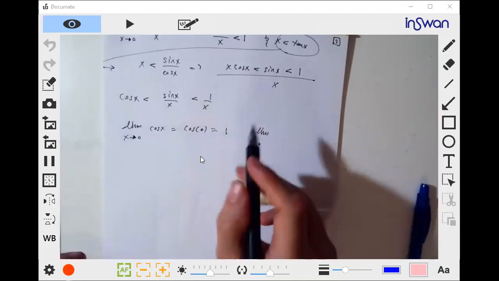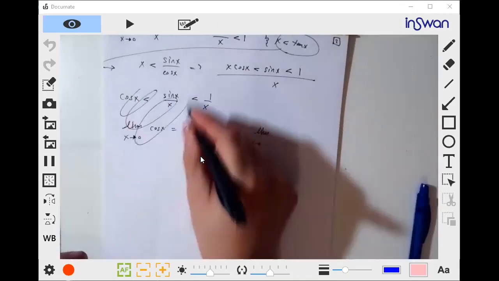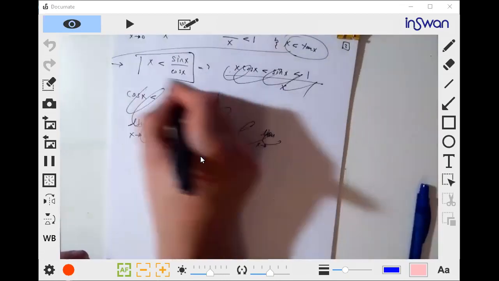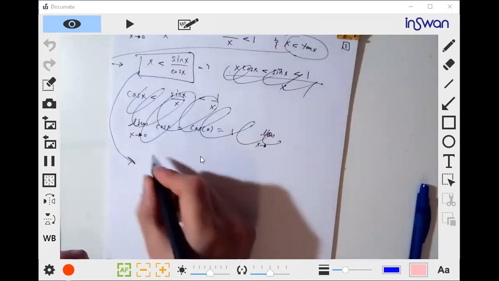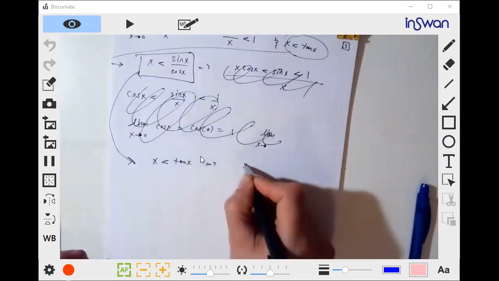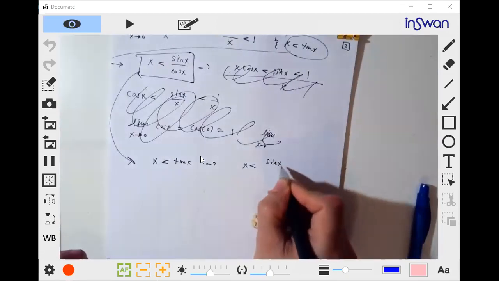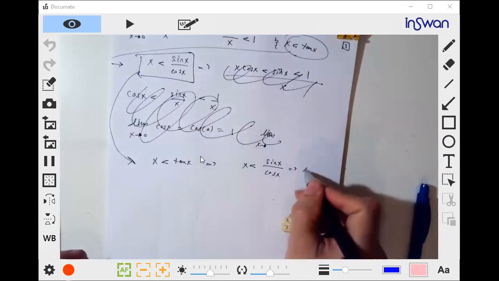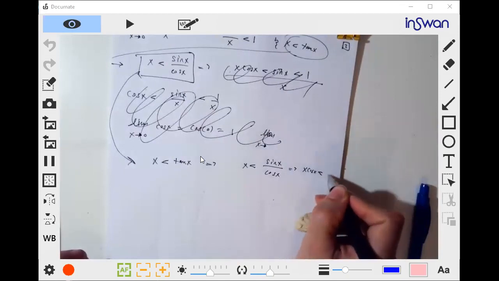Yes, something went wrong here. I need to backtrack. Let's go back to this point right here. I actually said something incorrect. Let's go back to this point. The x is less than tangent of x. That implies x is less than sine of x over cosine of x. Multiply both sides by cosine, so we get x cosine of x is less than sine of x.